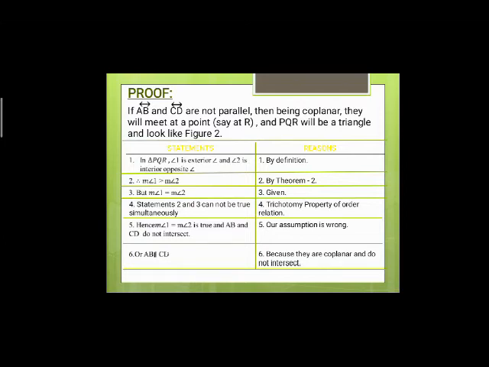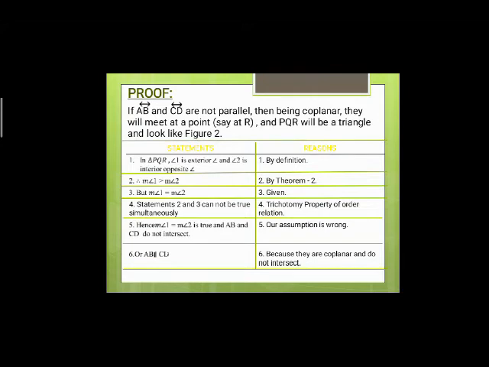That's why only one of statements 2 and 3 is true. Hence measure of angle 1 is equal to measure of angle 2 is true, and AB and CD do not intersect. That's why our assumption is wrong. We assumed that line segments AB and CD are not parallel, but that's wrong, so both line segments are parallel. Angle 1 is equal to angle 2, so AB is parallel to CD because they are coplanar and do not intersect at any point.